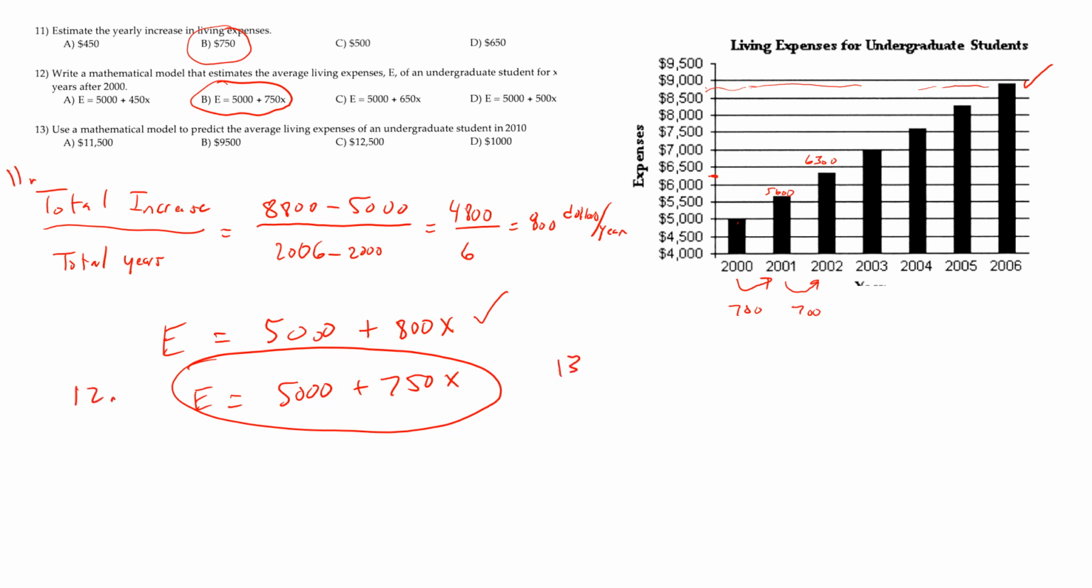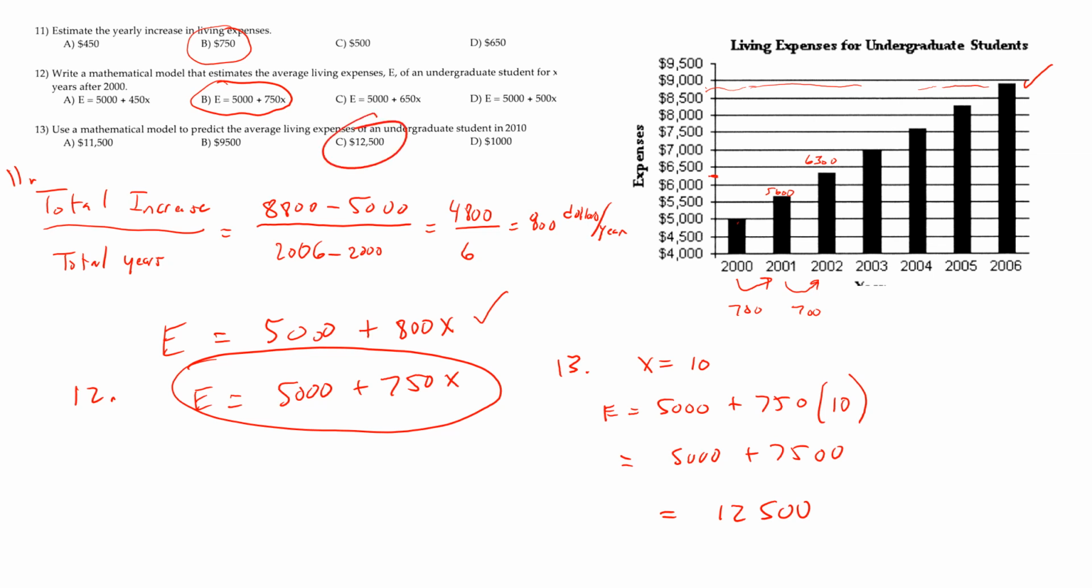Finally, number 13, they just want me to use the equation to predict the expenses in 2010. That's 10 years since 2000, so we could just plug a 10 in. And so we have 5,000 plus 750 times 10. That would be 5,000 plus 7,500, which is 12,500. And so it looks like that's C.